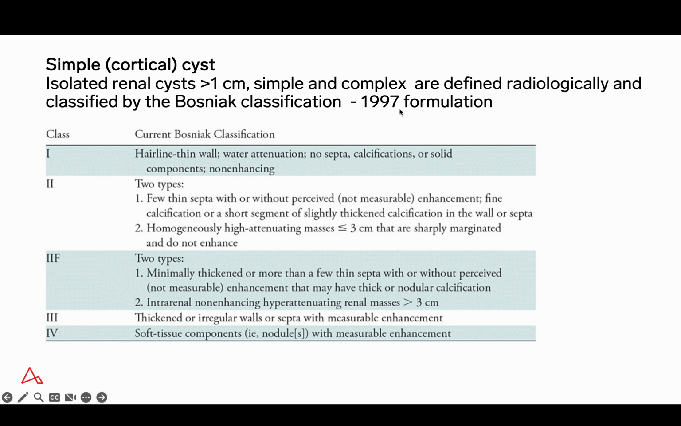More recent formulations have somewhat different criteria for CT versus MRI classification of cystic lesions, but I want to just point out in this classification here, simple cortical cysts are regarded as a Bosniak class 1 lesion, and they are defined as hairline thin-walled cysts. They have water attenuation signaling because they are simply fluid-filled, and importantly, they have no cyst septa, so they're not complex cysts, and there's no calcification, solid components, and they're non-enhancing lesions.